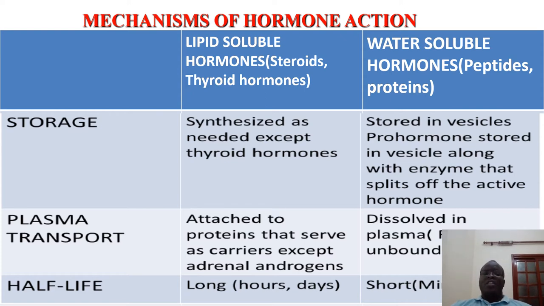Plasma transport, how are they transported? The lipid-soluble hormones, because they don't dissolve in plasma, are going to attach to plasma proteins that will serve as carriers, except adrenal androgens. The adrenal androgens do not bind to plasma proteins. They are also kind of dissolving within plasma. So most of the androgens don't bind to plasma proteins, but most of the lipid-soluble hormones will have to bind to plasma proteins.